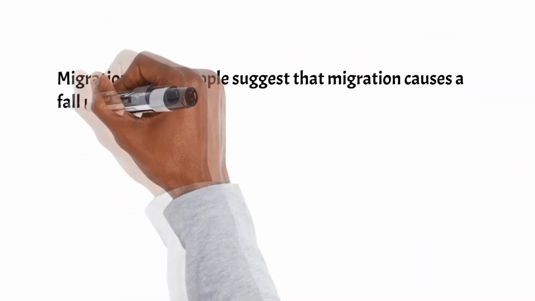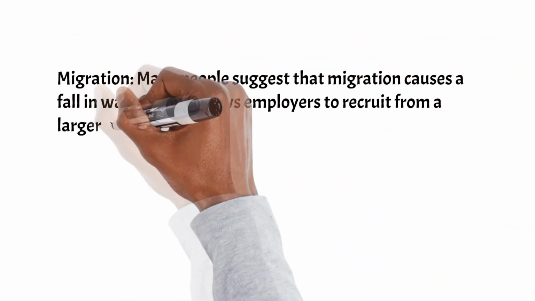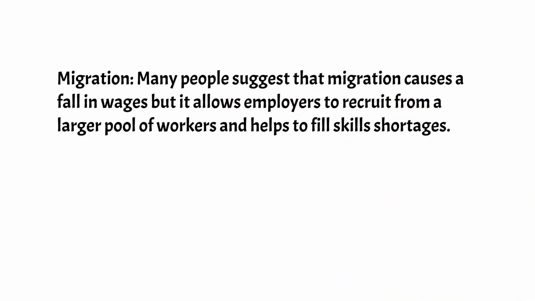7. Migration. Many people suggest that migration causes a fall in wages, but it allows employers to recruit from a larger pool of workers and helps to fill skills shortages. There are also issues over the correct level of unemployment, underemployment, the minimum wage, and conditions in work.